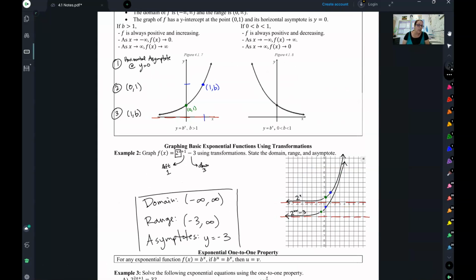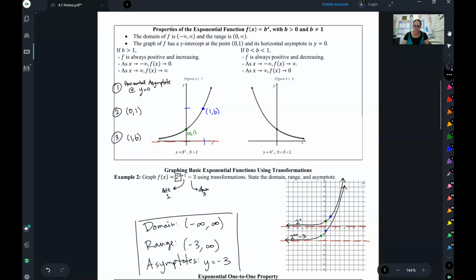So that is a little bit more on graphing exponential functions. In the next video, we'll talk about the last property of exponentials, which is the one-to-one property.